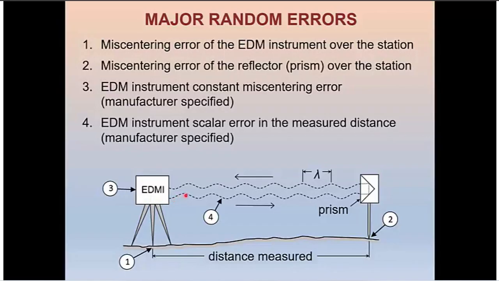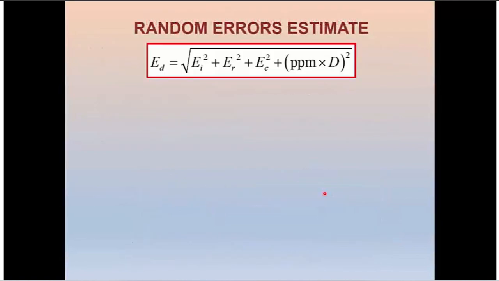The fourth error is the EDM instrument scalar error in the measured distance. This is the uncertainty in the wavelength of the electromagnetic wave that's sent to the prism and returned. So it's just an uncertainty, and it's typically specified as so many parts error in a million parts measured.